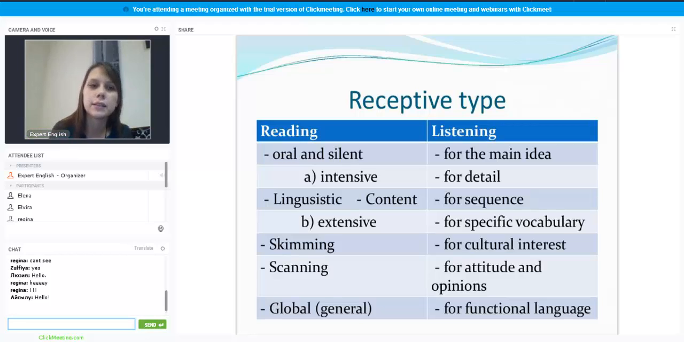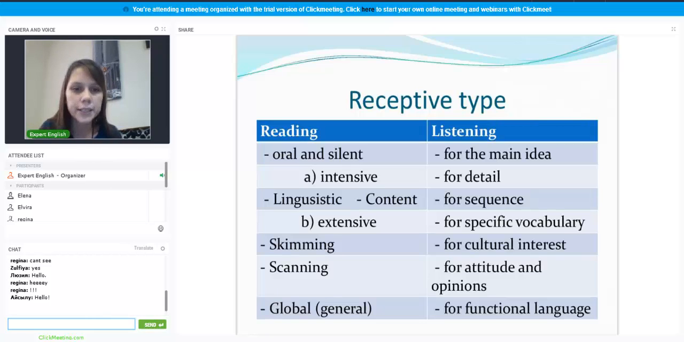And as for books, there are really lots of books which I would like to recommend to you for additional listening practice. For example, it can be Test Your Listening or Additional Testing. I'm going to present them a bit later.